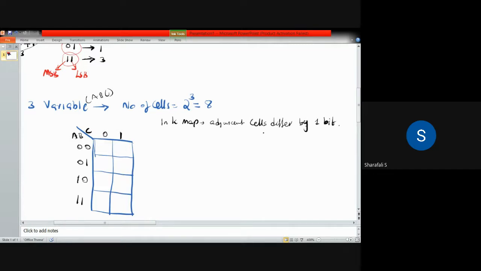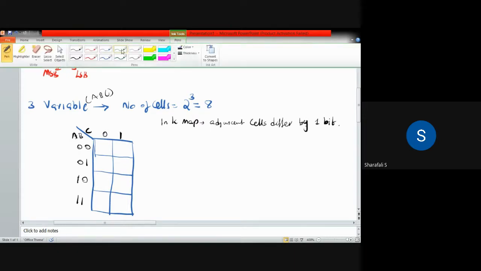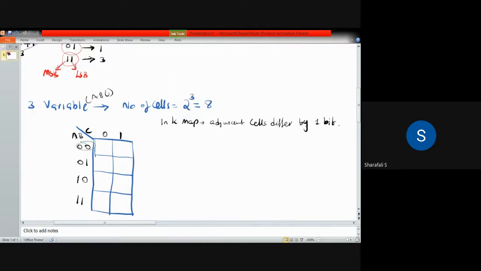Adjacent cells differ by 1 bit, which means that when you consider this cell, it should be different from this cell by only 1 bit. Only 1 bit difference should be there. So let's consider these two first. These two cells, corresponding to address AB, will be 0 0 and 0 1.